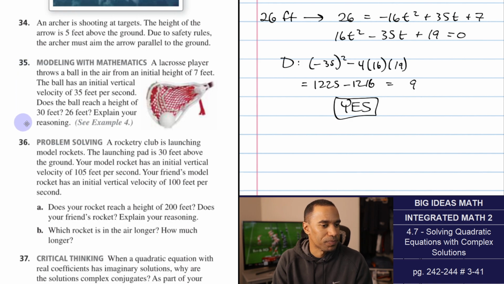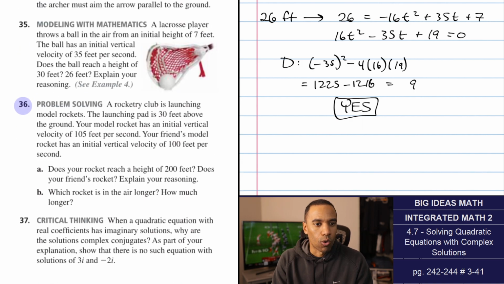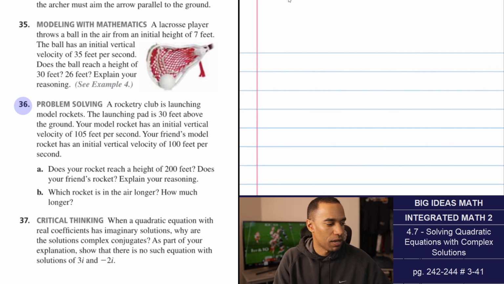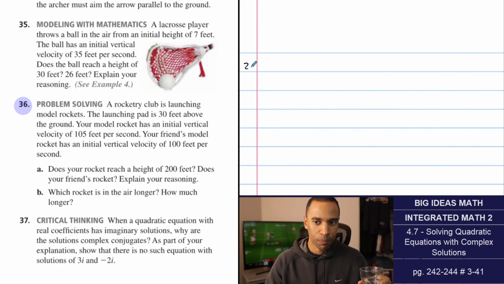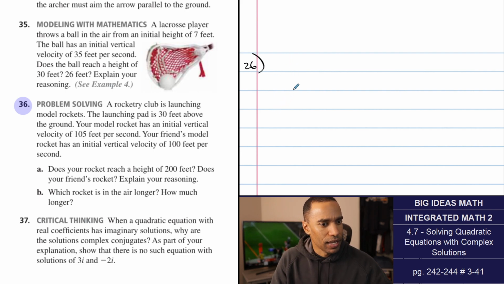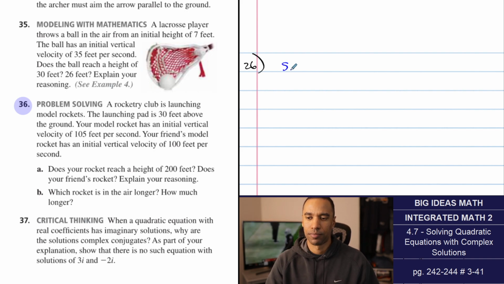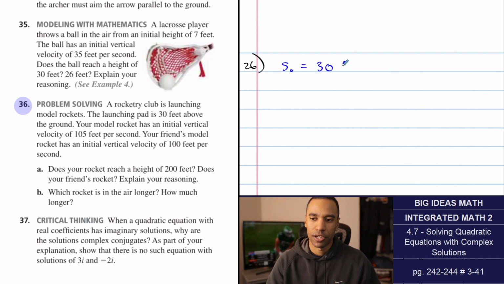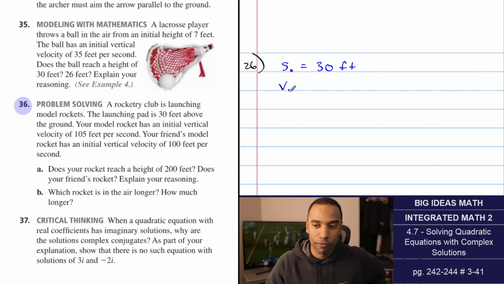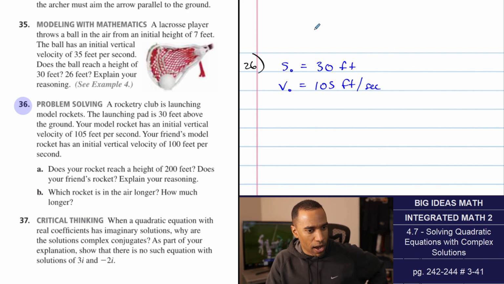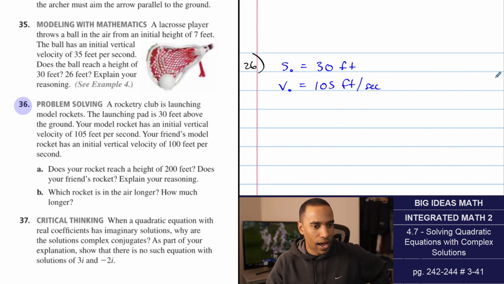Number 36. A rocketry club is launching model rockets. The launching pad is 30 feet above the ground. Initial height. Your model rocket has an initial velocity of 105 feet per second. Your friend's model rocket has an initial velocity of 100 feet per second.